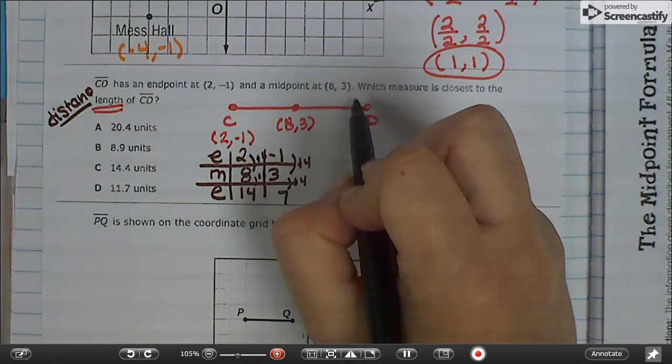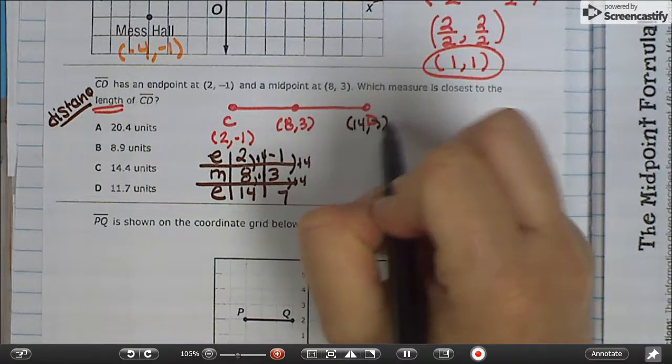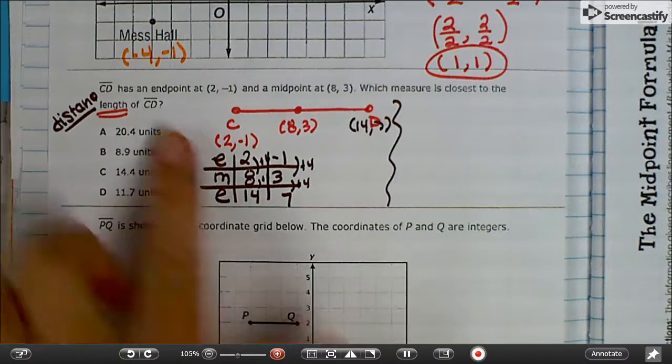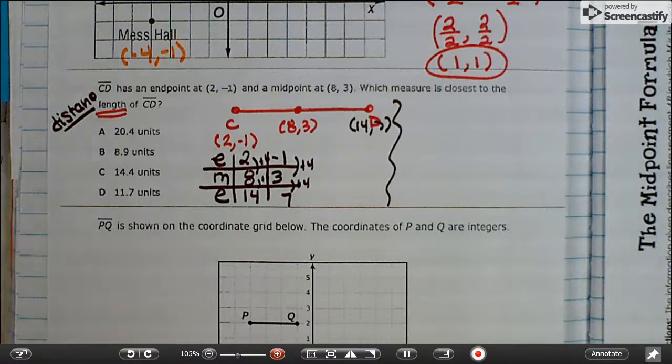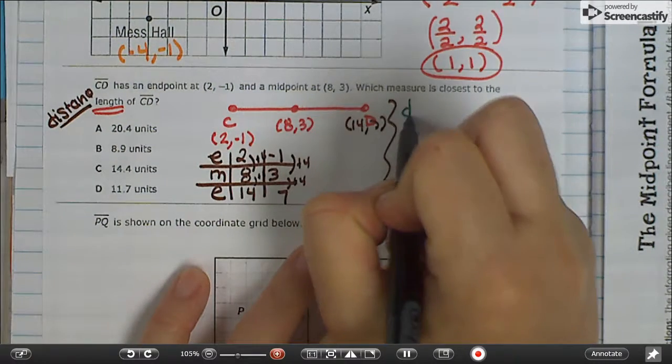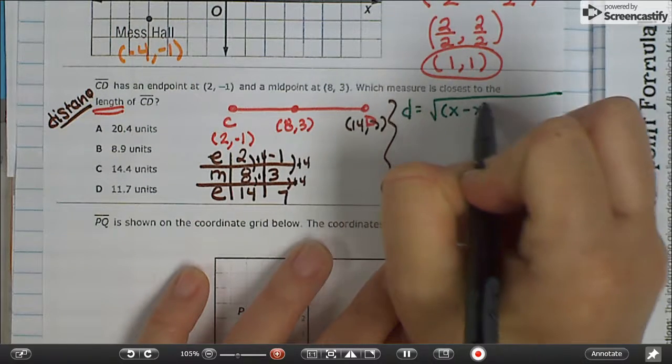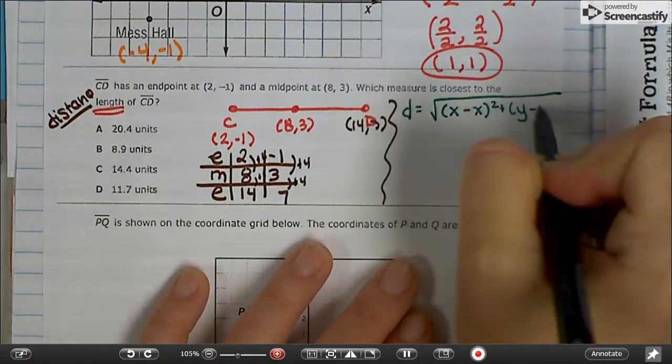So that gives us this endpoint. But the question is, what is the length of CD? So we need to actually use the distance formula, which hopefully you have memorized. The distance formula is the square root of (x minus x) squared plus (y minus y) squared.